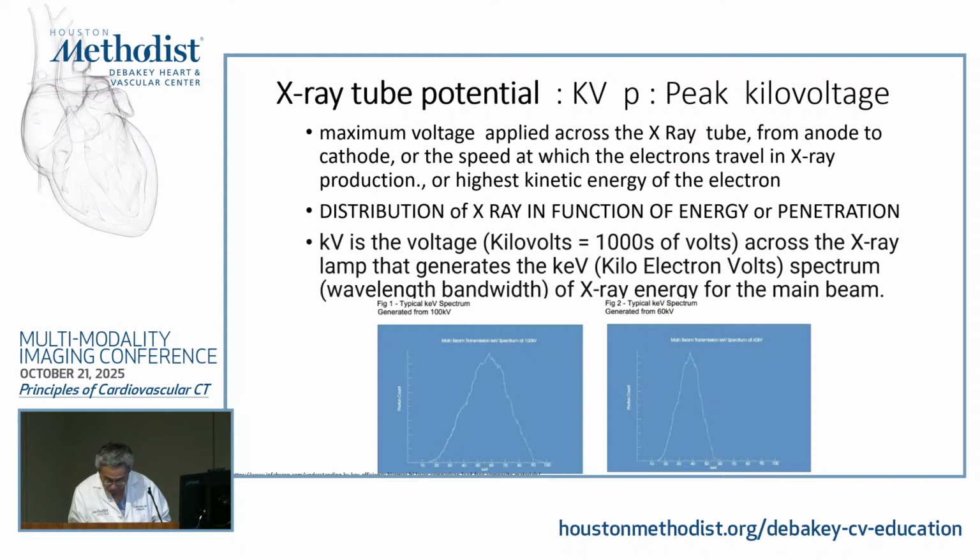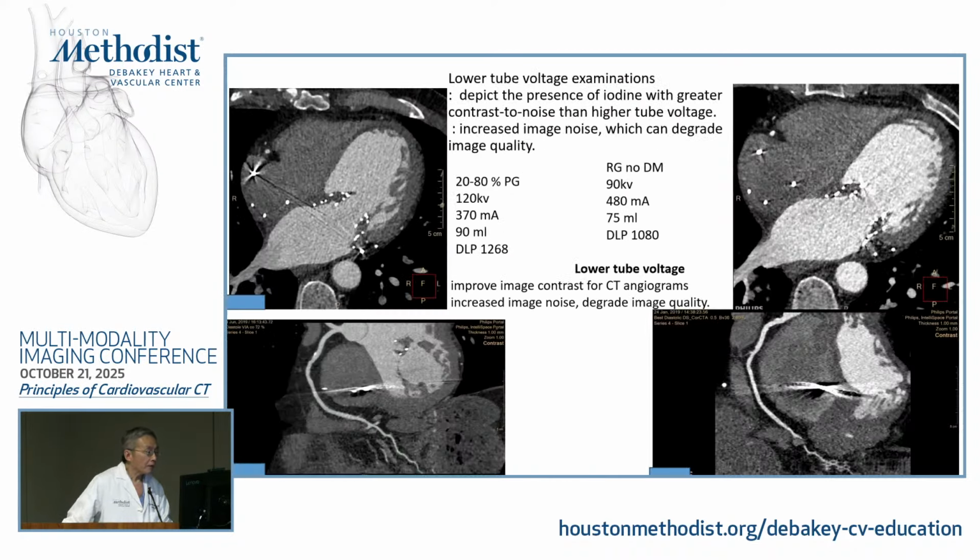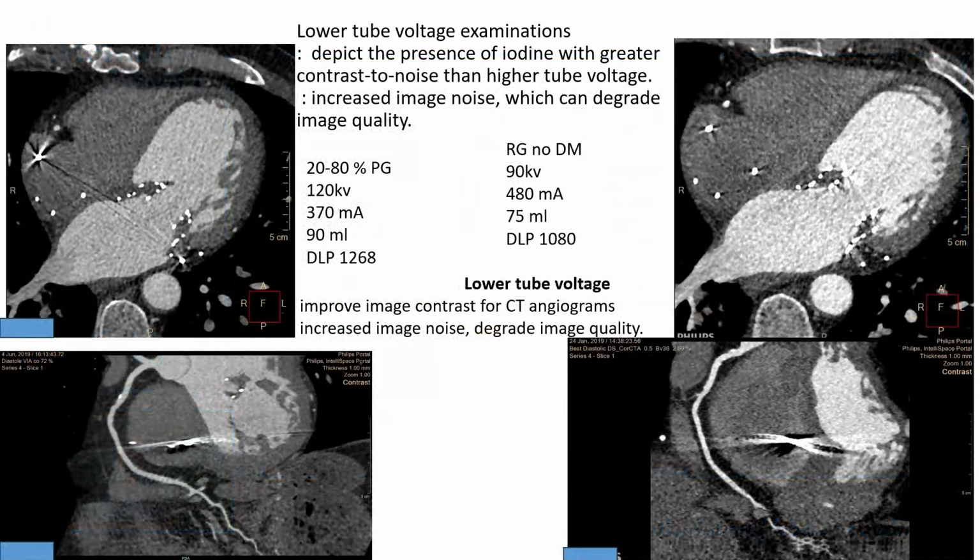So some of the energy is not useful. All right, so what happens when you have lower kV? Lower kV means that a lot of electrons get stopped because there's less energy. Sometimes they cannot penetrate the tissue. So if you have that, you're going to have more noise.